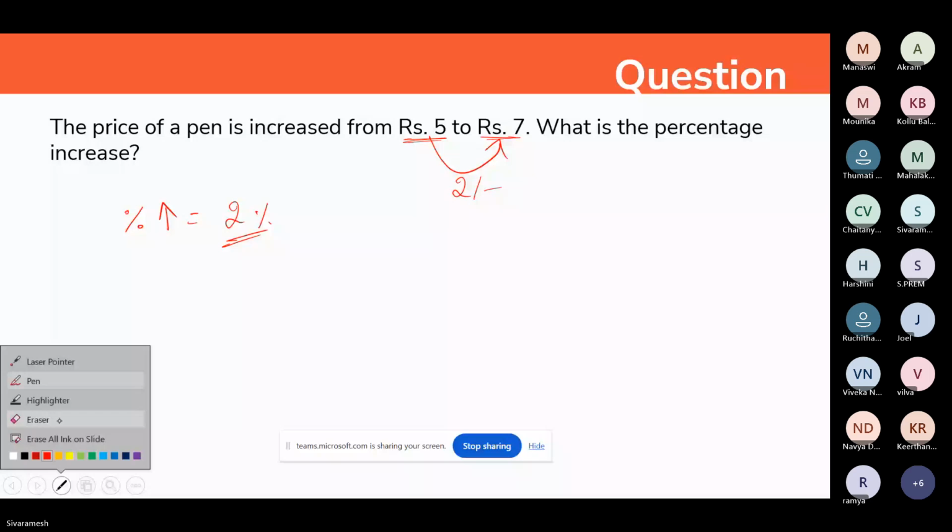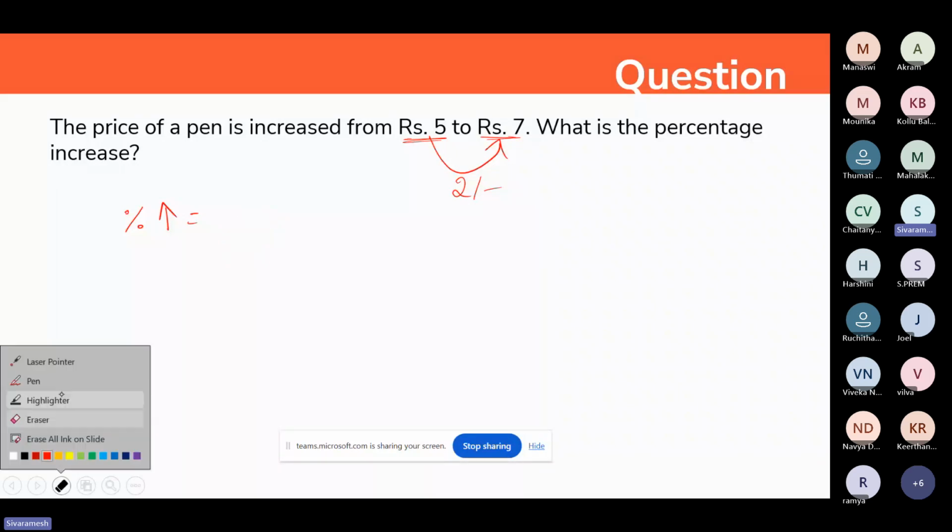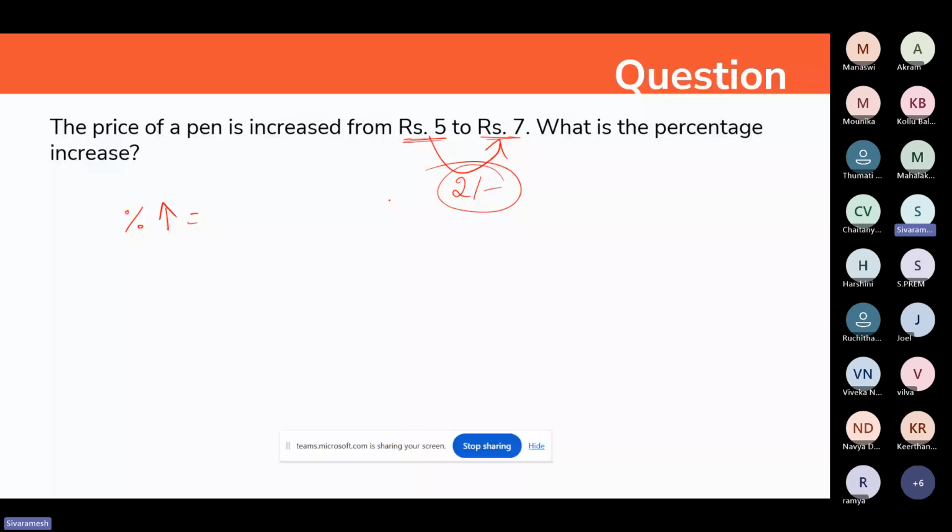Is it correct? No, sir. No. 2% is wrong, absolutely, because the price increased by 2 rupees, not the percentage increase. When they ask how much the price got increased, I can surely say that it is 2 rupees. But they are asking us to find how much percentage got increased.